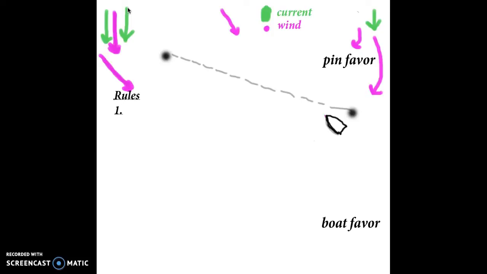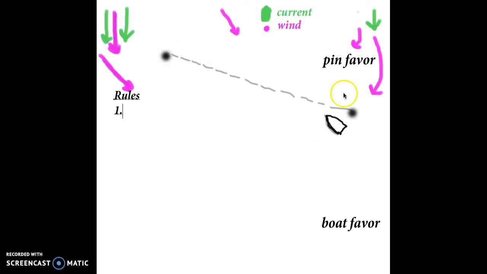Current and wind: light wind makes it hard to get to the line. Current pushing you away from the line also makes it hard to get to the line. The pin being favored also makes it hard to cross the line. So you have three things working against you when you're trying to cross the line, which means you never want to get anywhere far from it, especially if you are trying to start at the pin.